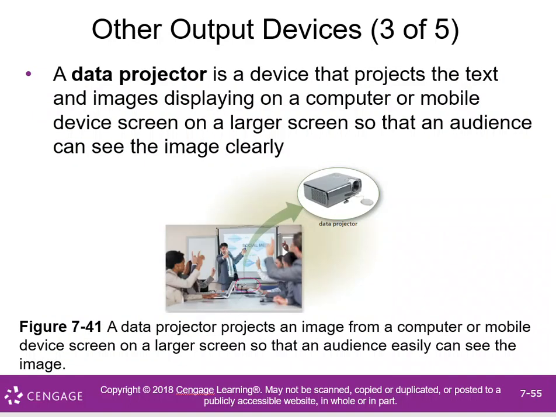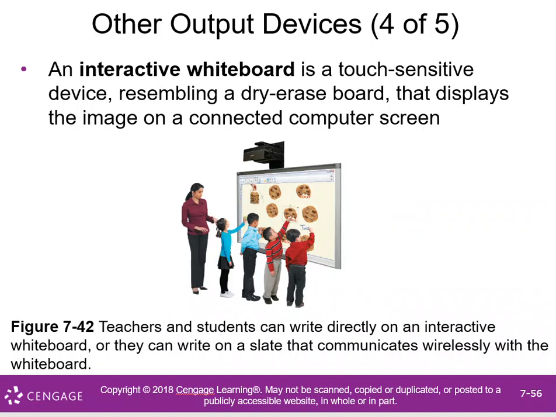Okay, next is data projector. A device that projects the text and images displaying on a computer or mobile device screen on a larger screen so that the audience can see the image clearly. Interactive whiteboard is a touch-sensitive device resembling a dry erase board that displays images on a connected computer screen. So in this figure we can see teachers and students can write directly on the interactive whiteboard, or write on a slate that communicates wirelessly with the whiteboard.